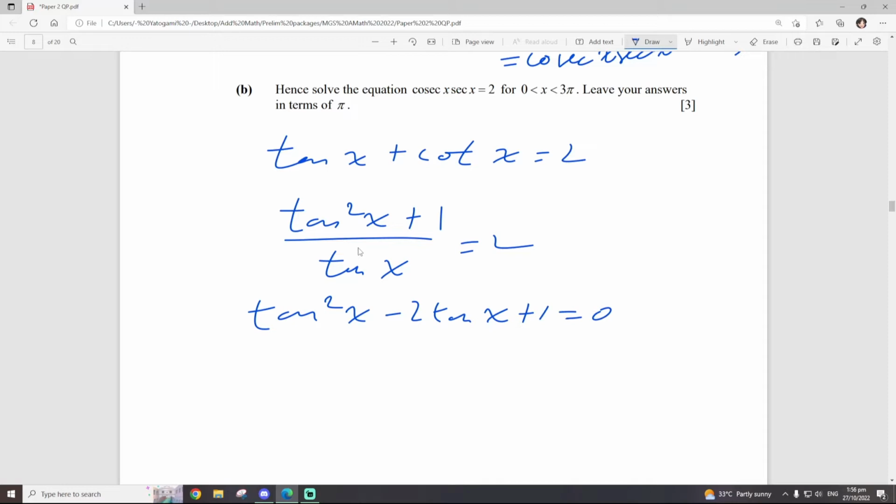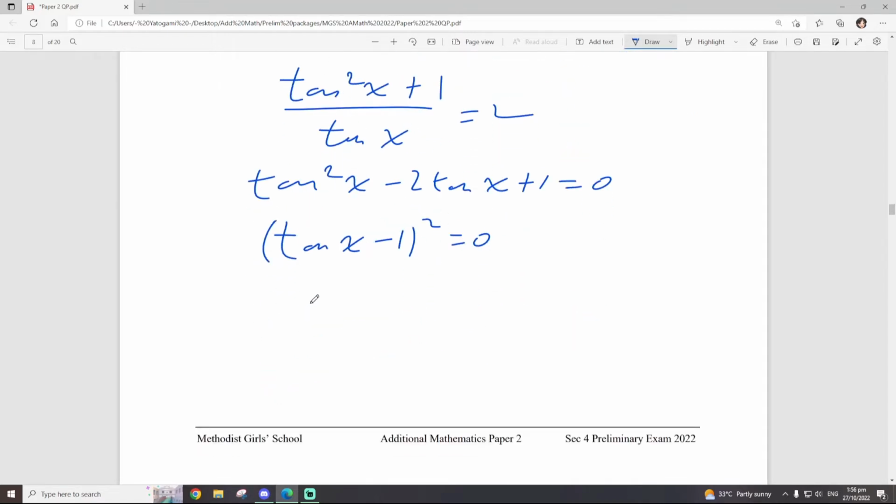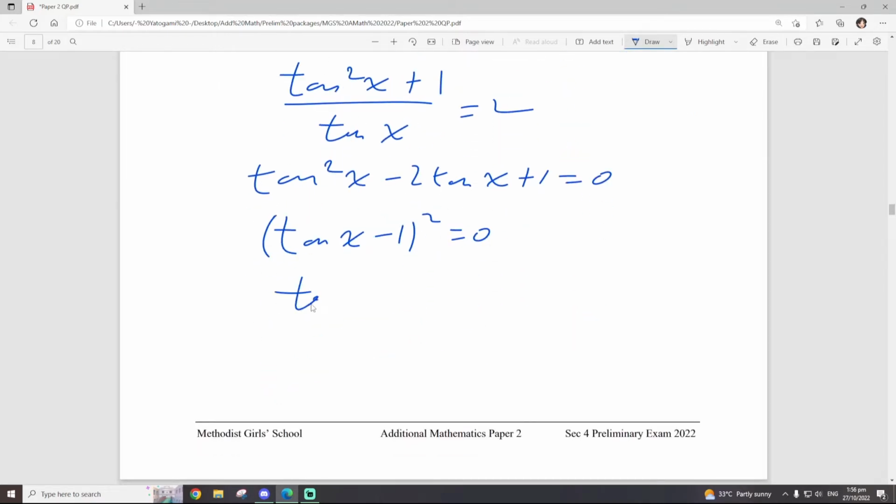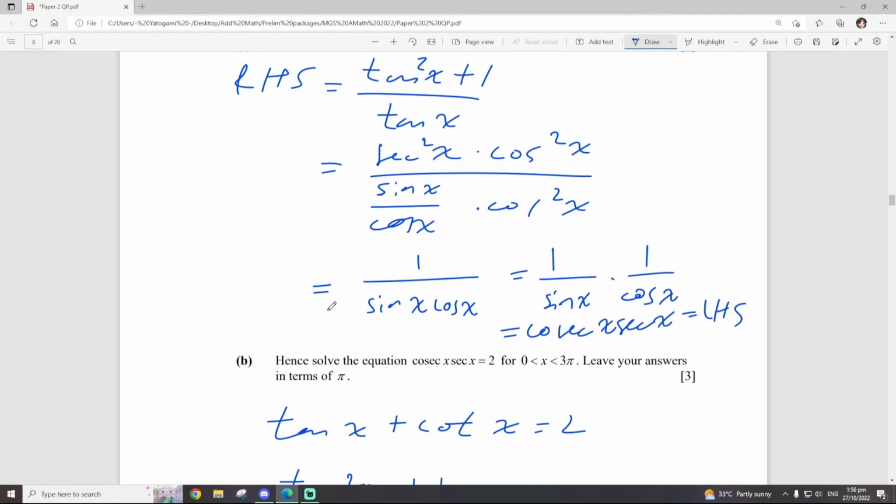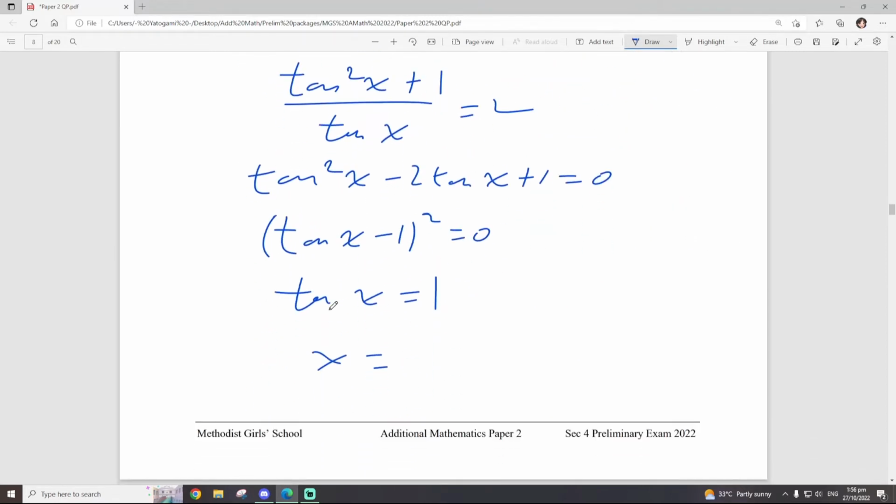And here's the fun part. This is a perfect square. Tangent x minus 1 squared equals 0. Therefore, tangent x equals 1. And we are solving for 0 to 3 pi. Luckily, you know that tangent x has a special angle for 1, so you can write down all the angles.